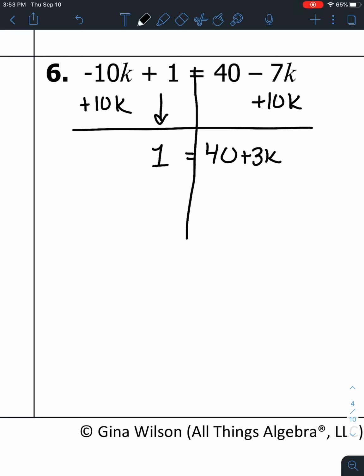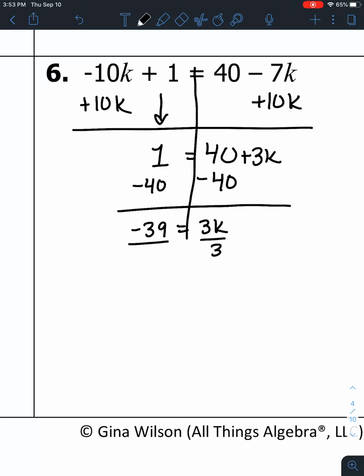So I moved my k's over to the right-hand side, which means I have to move my 40 to my left-hand side. It's positive, so I have to minus it. 1 minus 40 is negative 39 equals 3k. 3 is being multiplied, so I have to divide by 3 on both sides. Negative 39 divided by 3 is negative 13.